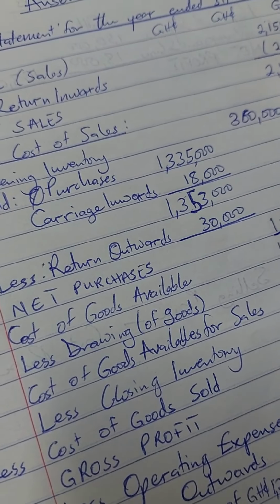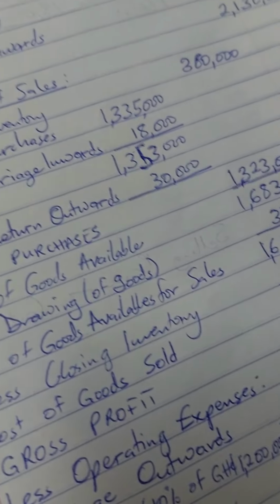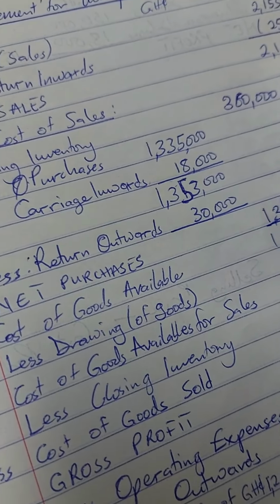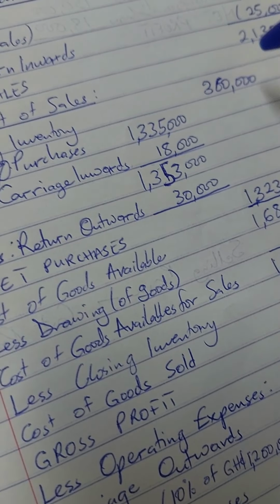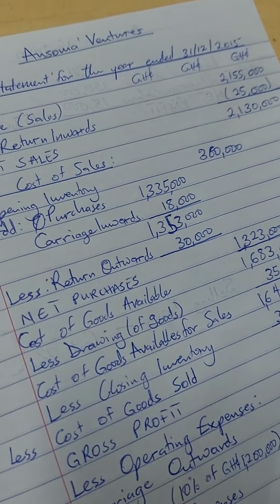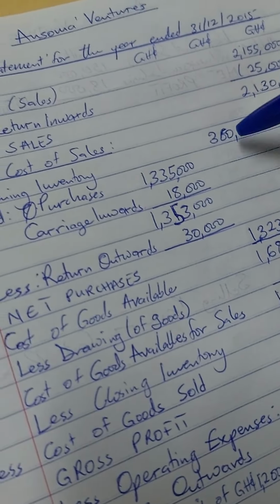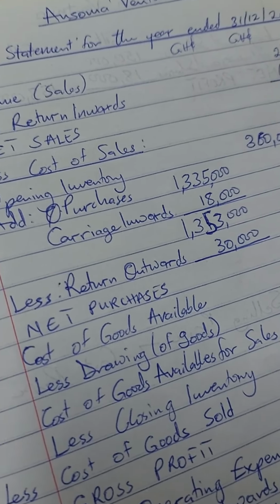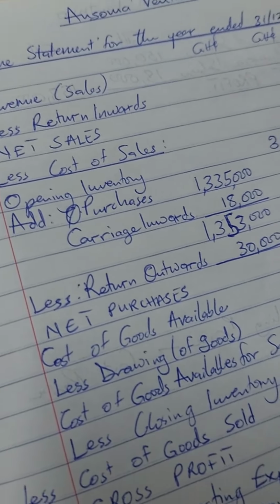So moving forward, after getting your net purchases, you add the goods you purchased to the goods that were available from the beginning of the year before you started selling. That is opening stock added to your net purchases, and you get the cost of goods available.